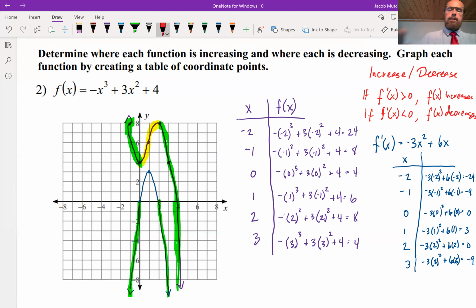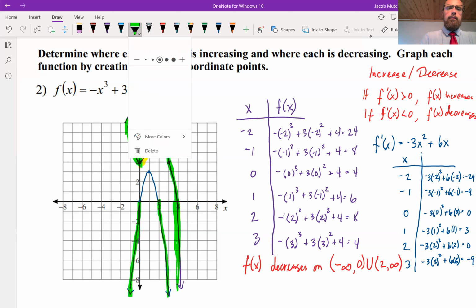So let's go ahead and finalize for the decreasing. So f of x decreases on the interval from negative infinity to 0, or from 2 to infinity.